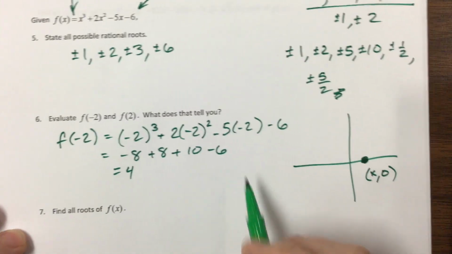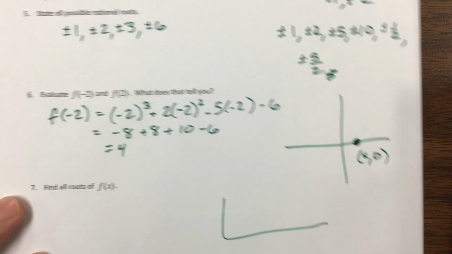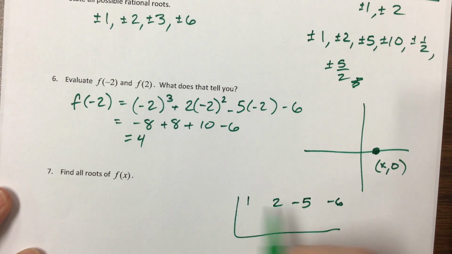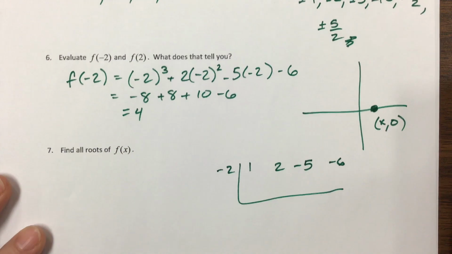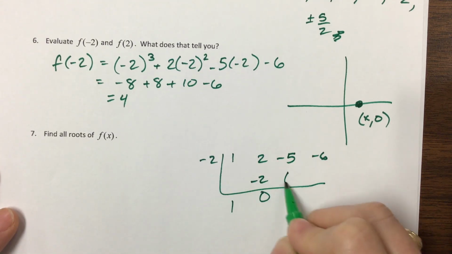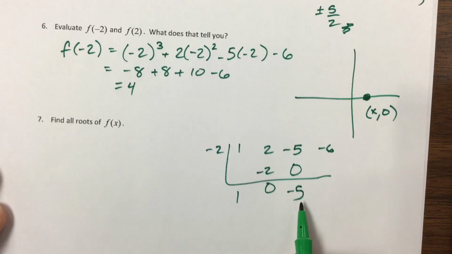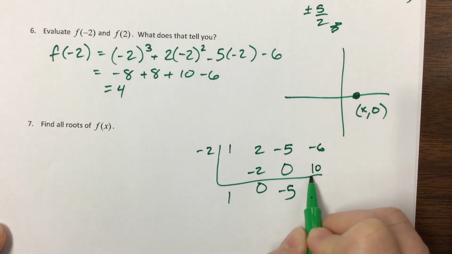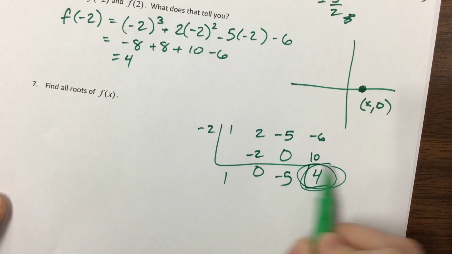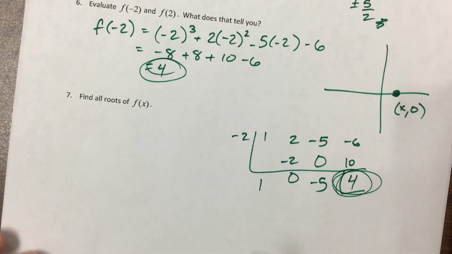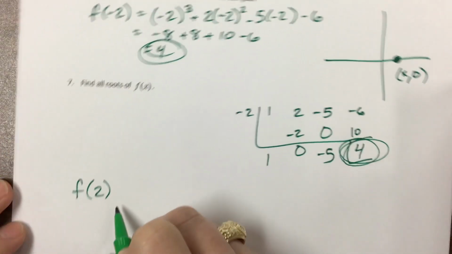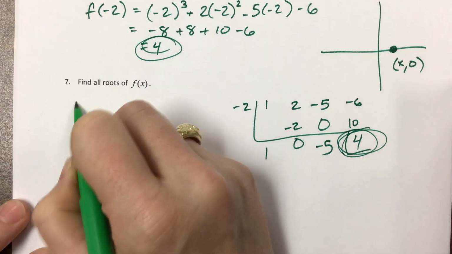Another thing that we can do, check this out really fast, is if I take that 1, 2, negative 5, negative 6, and I plug in that root, negative 5 times, that's a 10. This right here, doing synthetic division, will give me the exact same value as if I had plugged it in. Now let's look at f of 2. Let's do the synthetic division way.